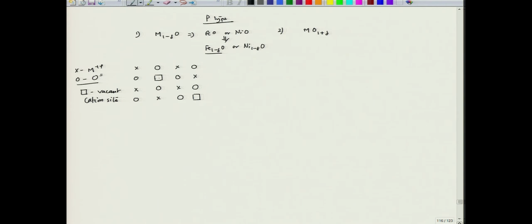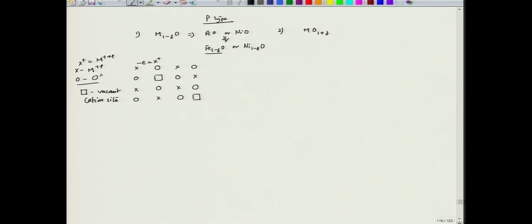Now, since we have two cations missing, we have extra 4 negative charges because of the excess oxygen present in the lattice. In order to neutralize this, a cation would try to give up one electron and form X+, since X is considered to be M++. So, X+ is nothing but M+++, which is typically a bivalent metal cation with one electron hole.